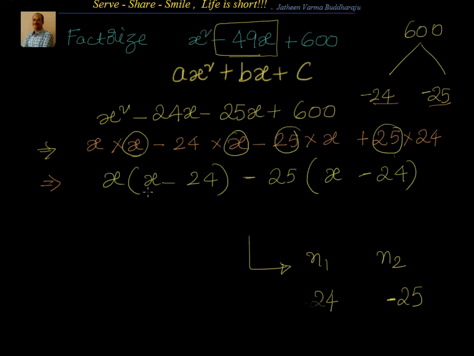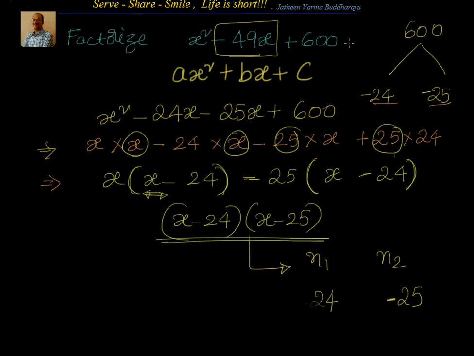But I see here in the common factor I have x minus 24. So I should get here also x minus 24. If I take plus 25 out, I will have minus x. Again I have to multiply, so I have taken minus out. This is nothing but equal to x minus 24 into x minus 25. So the factorization of x square minus 49x plus 600 is x minus 24 into x minus 25.